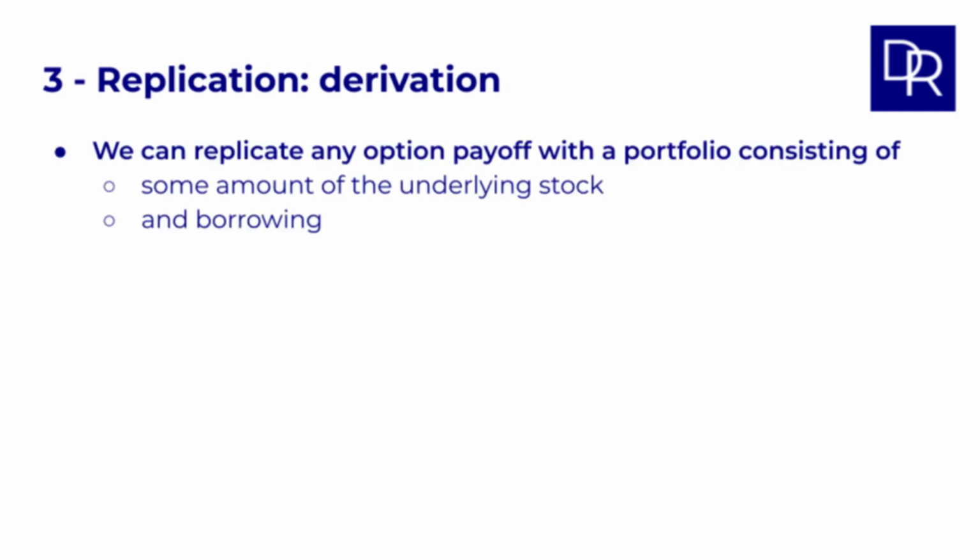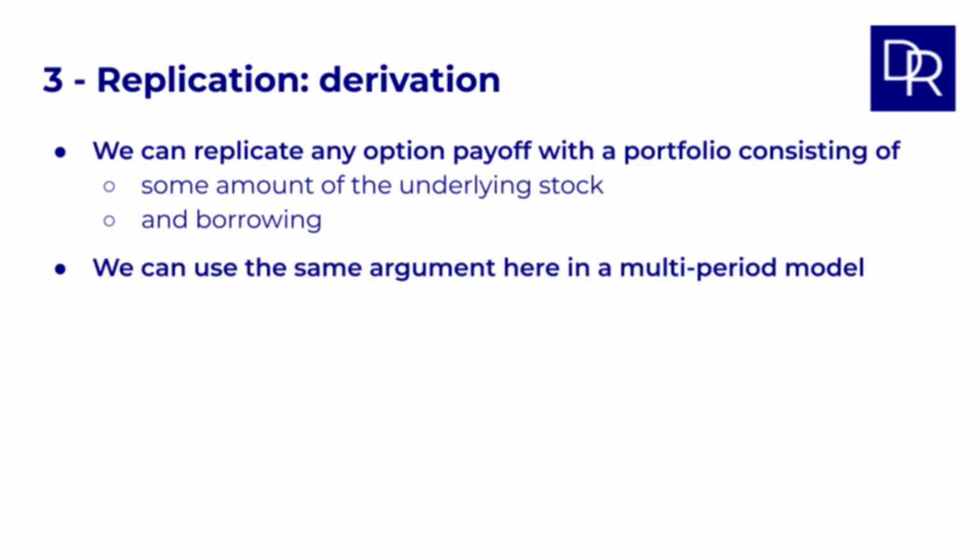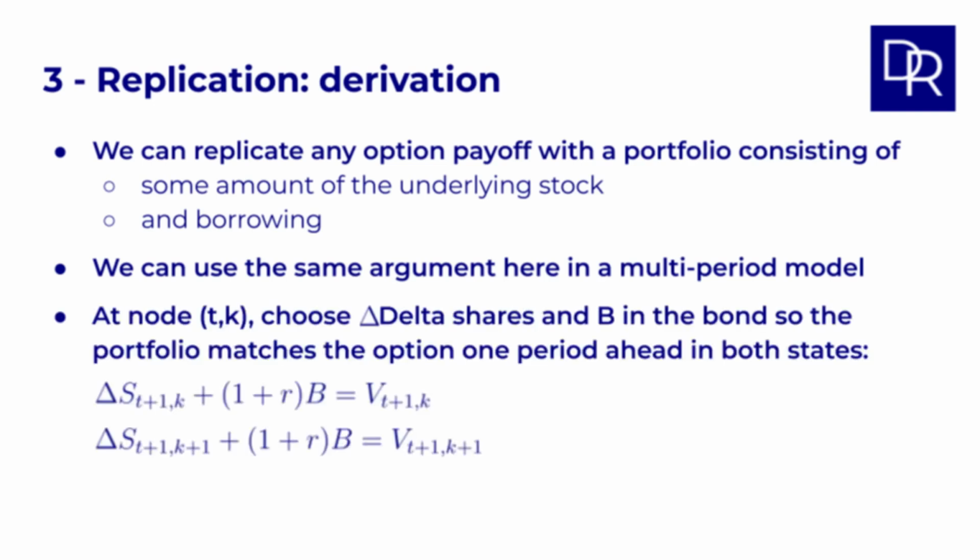In the previous video about the 1 period binomial model, we showed how we can replicate any option payoff with a portfolio consisting of some amount of the underlying stock and borrowing or lending. We can use the same argument here in a multi-period model. At node tk, choose delta shares and B in the bond, so the portfolio matches the option 1 period ahead in both states, using these formulas. If any of this is unfamiliar to you, it is worth watching the 1 period video again.